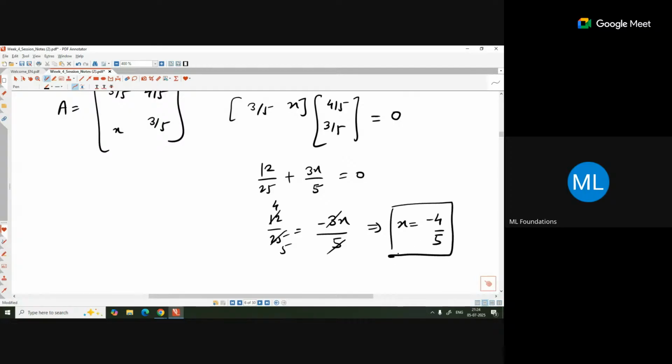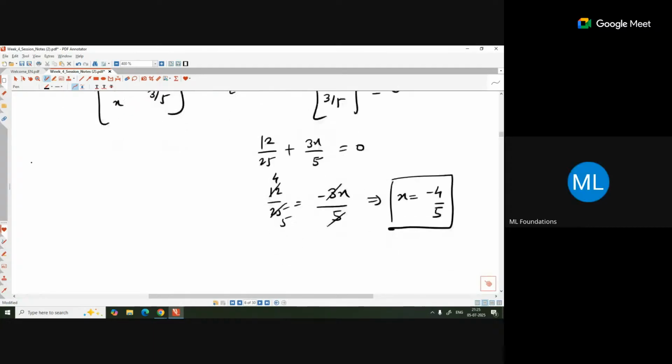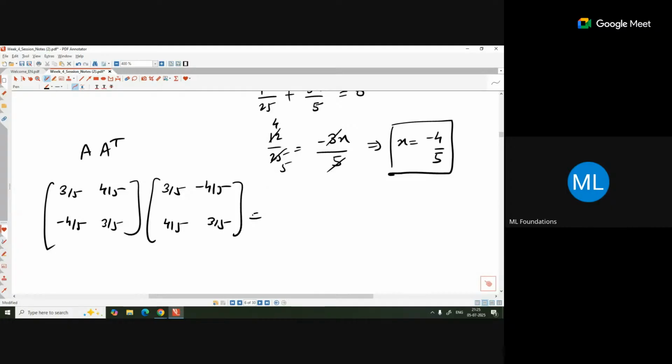All okay? Yes. And one more way to check this out: my matrix A was 3 by 5, 4 by 5, minus 4 by 5, 3 by 5, and we said A transpose. What is A transpose here? 4 by 5, 3 by 5. What is the multiplication? 9 plus 16, 25 by 25.